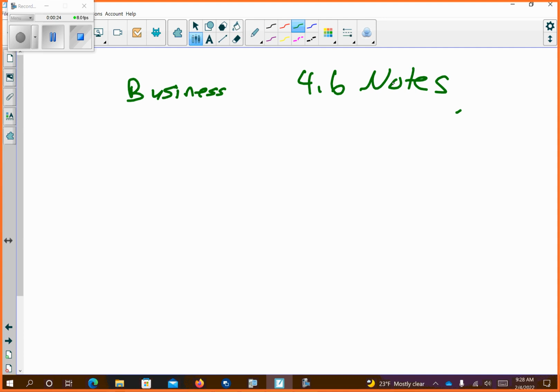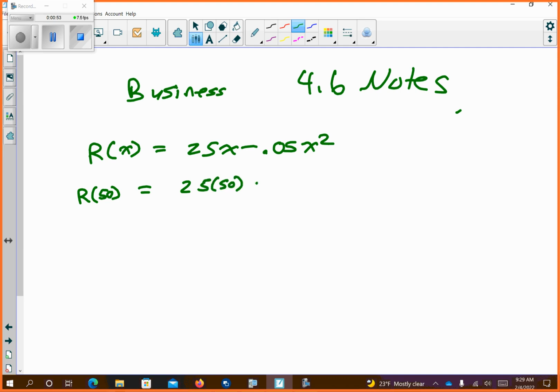Example 1 says, suppose the total revenue generated by the sale of a product is given by R of X. So we have some function. Remember, R of X is going to mean the same thing as F of X: 25x minus 0.05x squared. Okay? So that's the first equation. And then they say, hey, find us R of 50, which means I'm going to take the 50 and we're just going to plug it in.